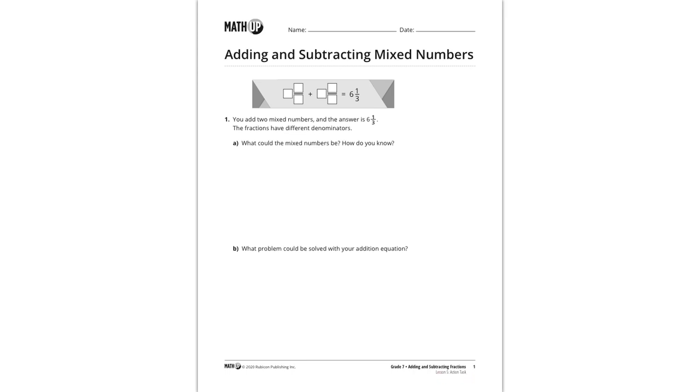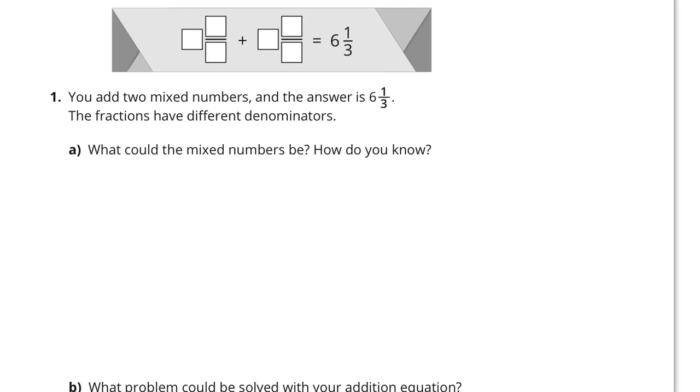This is our Lesson 5 action task. Let's see what that task is. It says you add two mixed numbers and the answer is 6 1/3. The fractions have different denominators. What could the mixed numbers be, and how do you know?